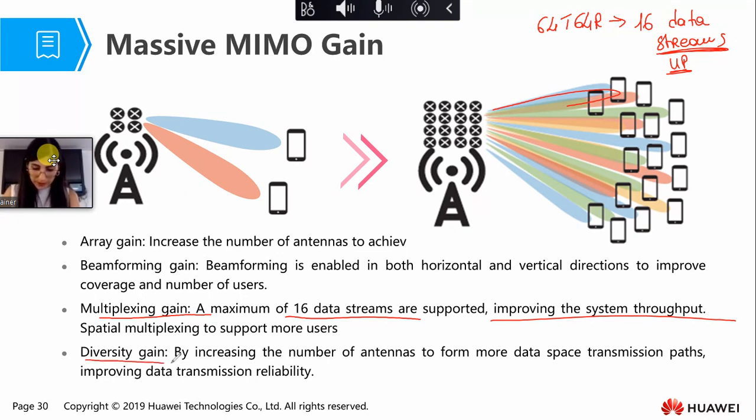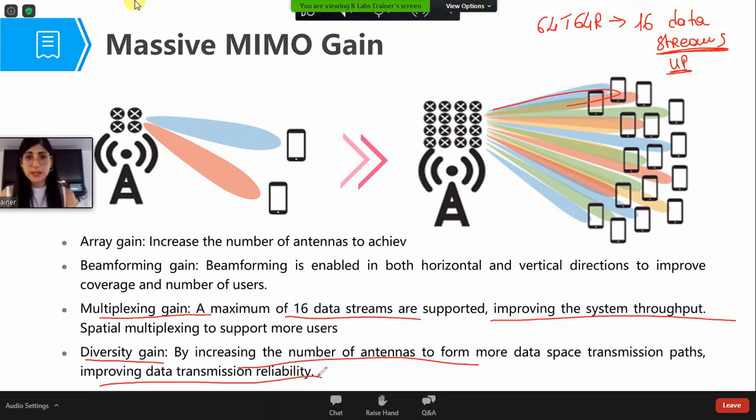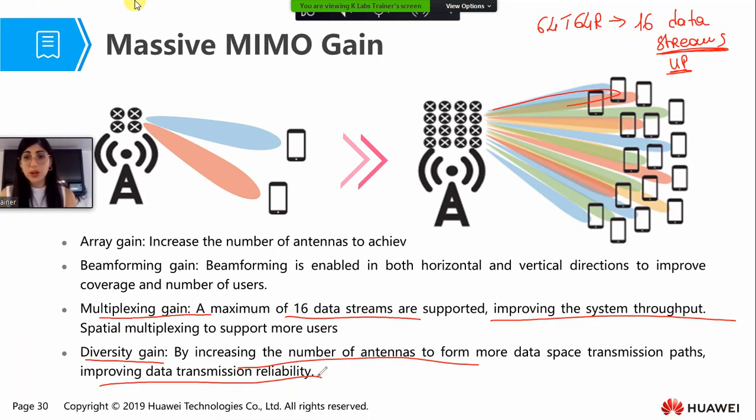And also the diversity gain. When we talk about reliability, by increasing the number of antennas, we can improve the transmission reliability because we can send the same data on multiple transmitters, and at the receiving side, we can combine our signals to obtain the correct information, so we are reliable.